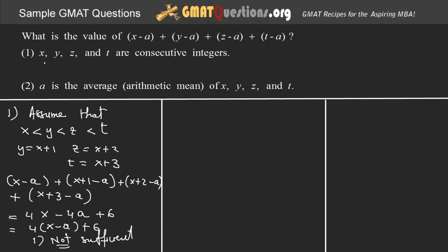Okay, number two is interesting. We have something that I believe is easier to digest. We have something meaningful. A is the average of x, y, z, and t. Okay, let's write that down. A is the average, so a should be equal to x plus y plus z plus t, the sum of the values divided by the number of values. There are 4 of them.